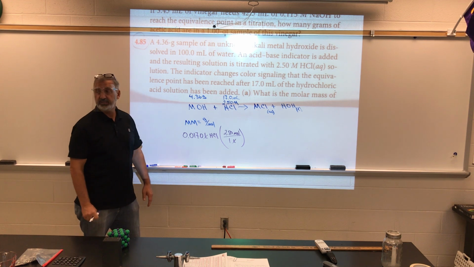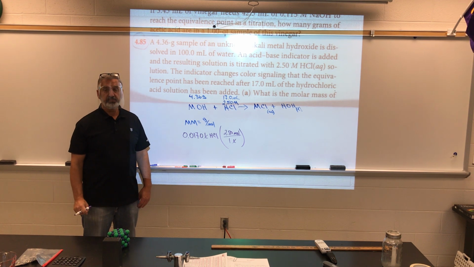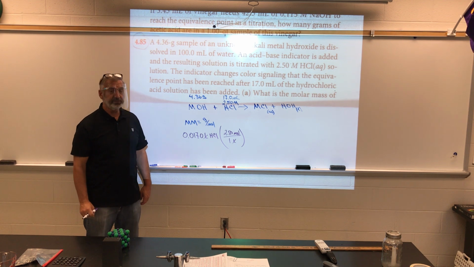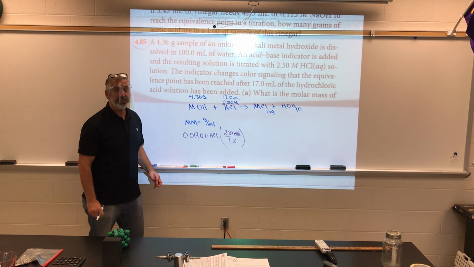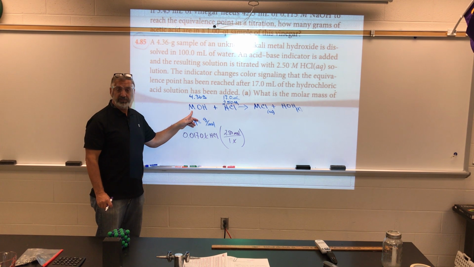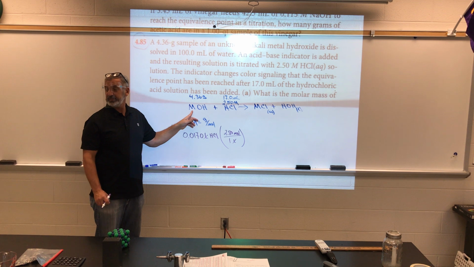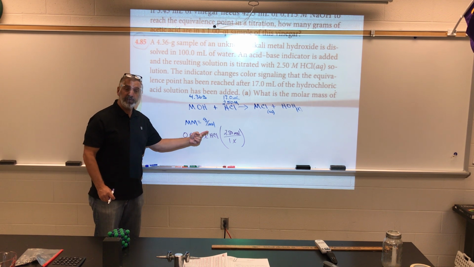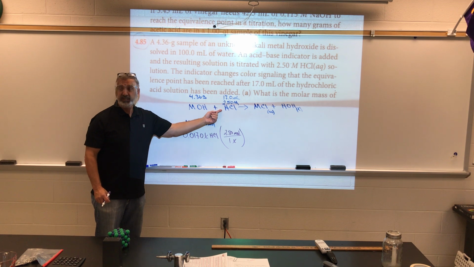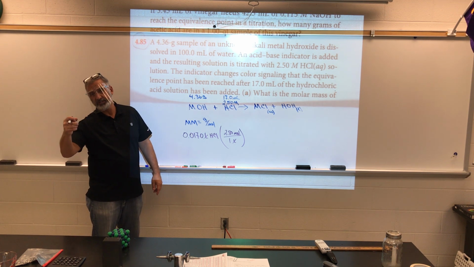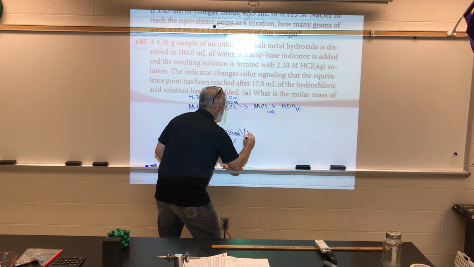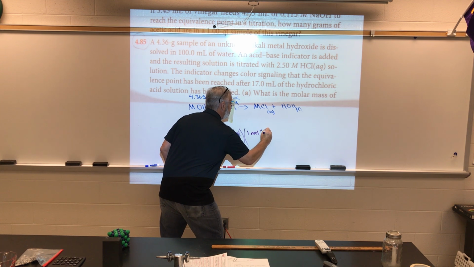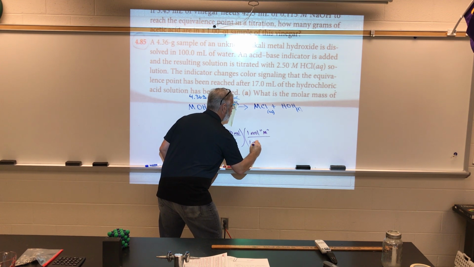Then, what's next? What am I looking for? Now, you can combine this into one step if you want to. We're going to go to moles of MOH, but we already know it's 1 to 1, so I can simply say moles of M instead of MOH. Otherwise you could do 2 steps, moles of MOH over 1 to 1 over HCl, and then 1 mole of M for every 1 mole of MOH, but that's kind of redundant, so we can just say 1 mole of M for every 1 mole of HCl.